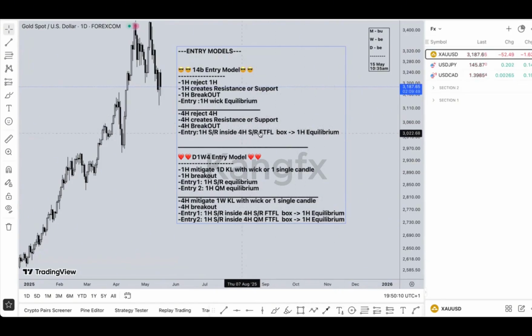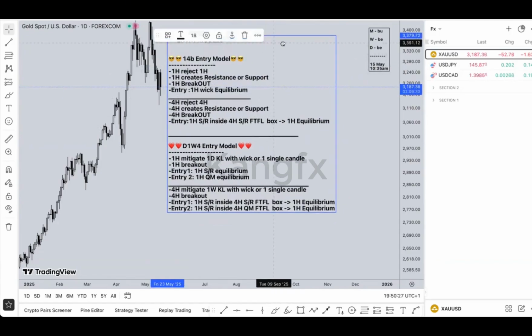Remember, your 4 hour support or resistance will be your FTFL. You move down to get your STFL, which is going to be the support and resistance you'll be getting on 1 hour. Then inside that 1 hour, you get your equilibrium. That's how we pick the trade using the 14B entry model.